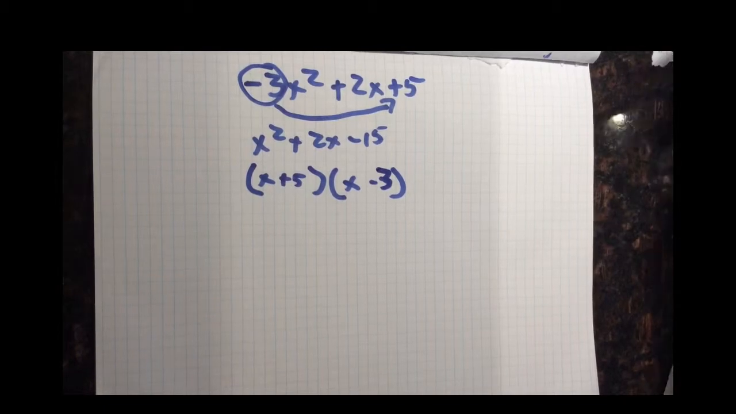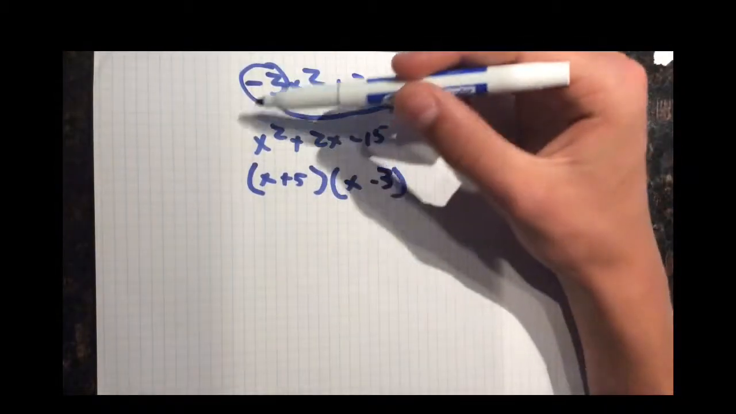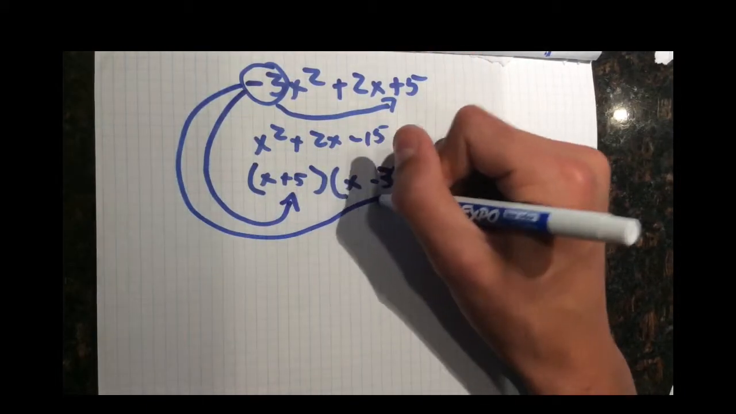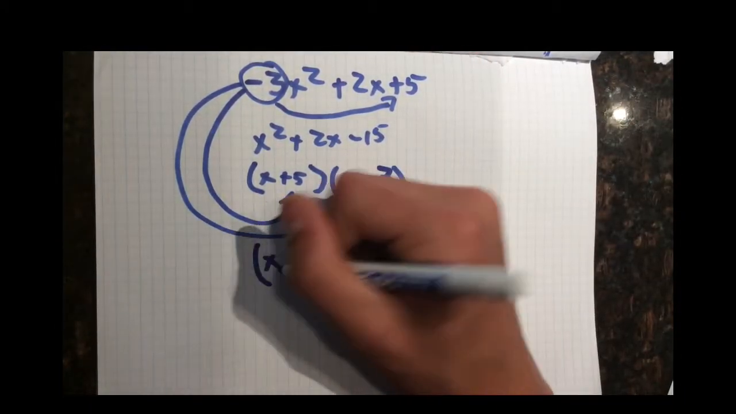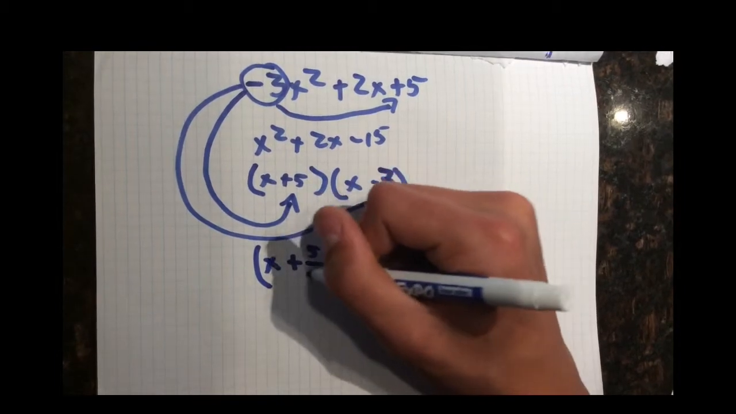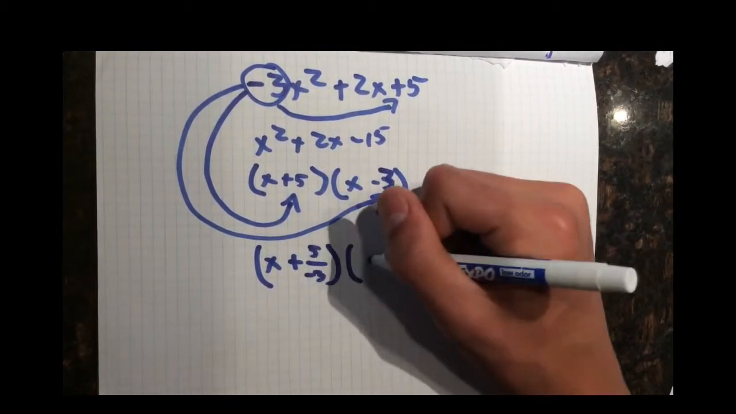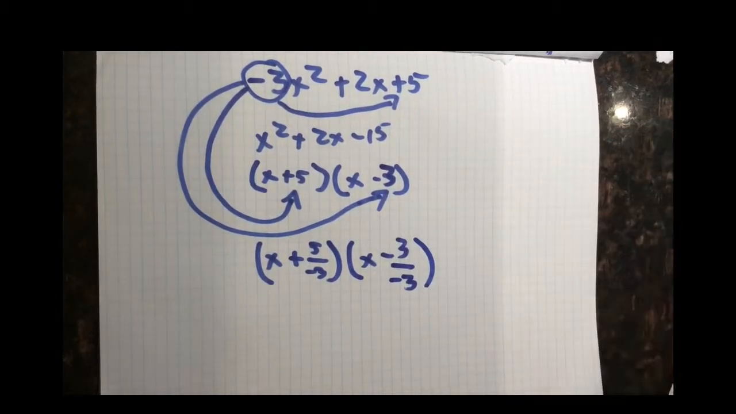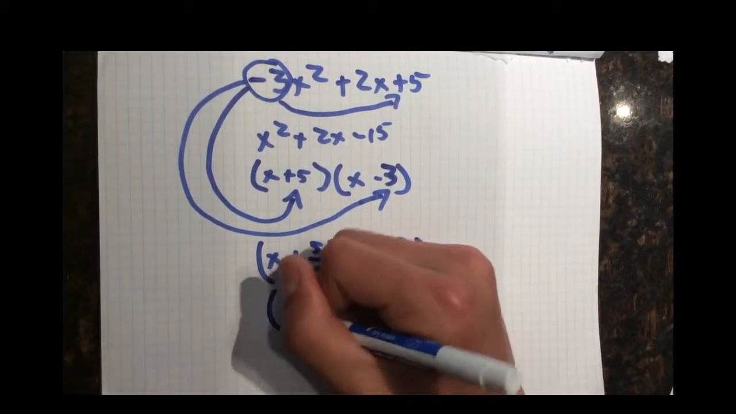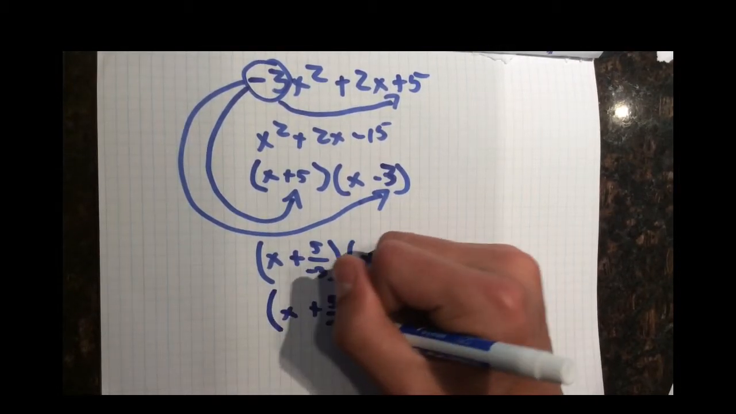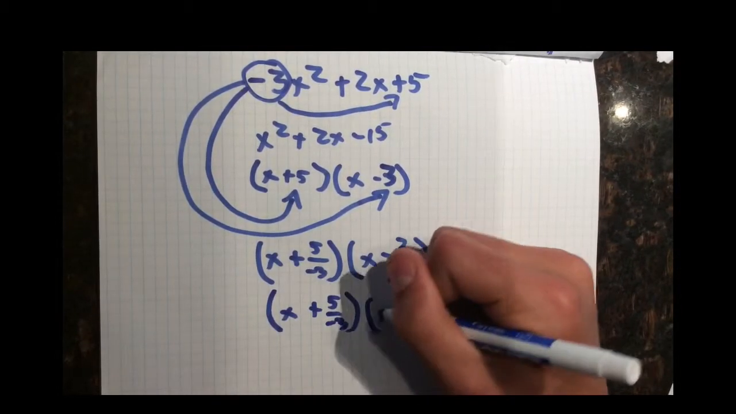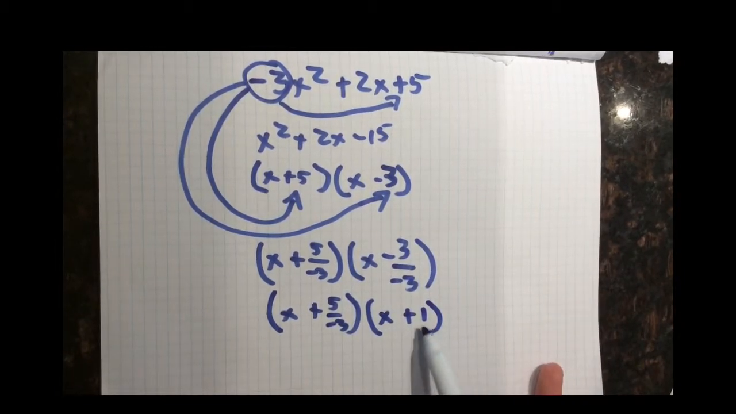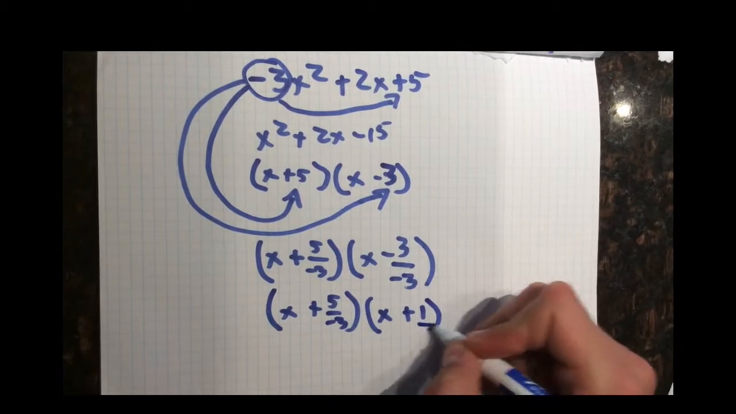Now, we're going to take our leading coefficient a and divide it by these. So we'll get x plus 5 divided by negative 3, and x minus 3 divided by negative 3. Next, we're going to simplify: x plus 5 over negative 3, and x plus 1. This one now has a coefficient of 1, so we'll just write it like that.